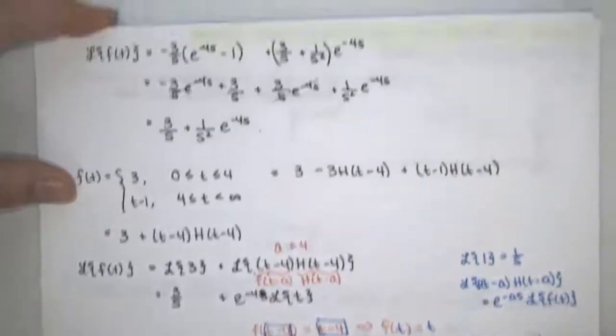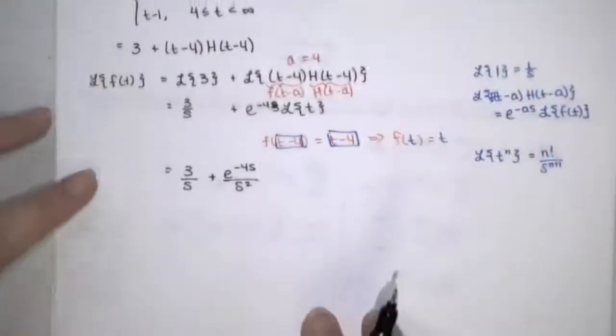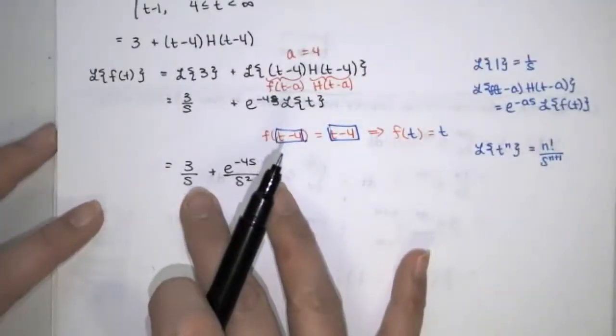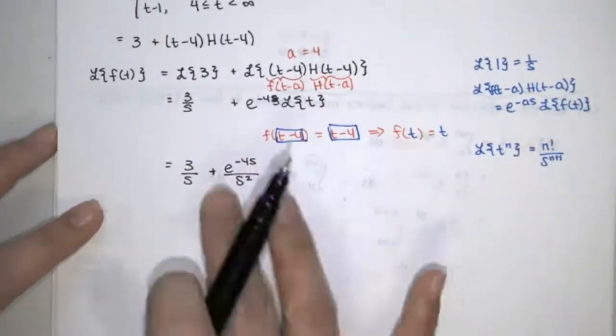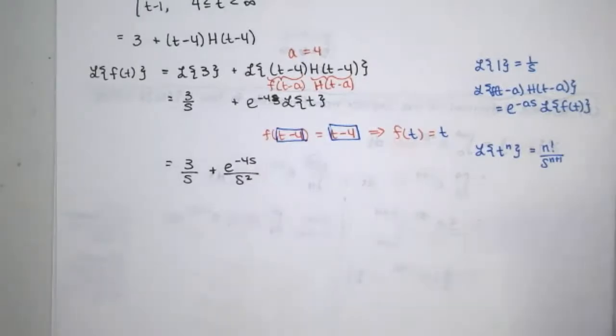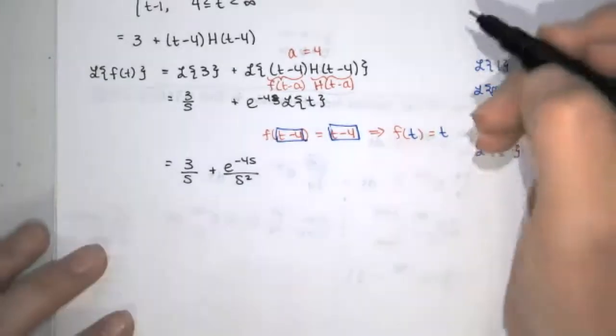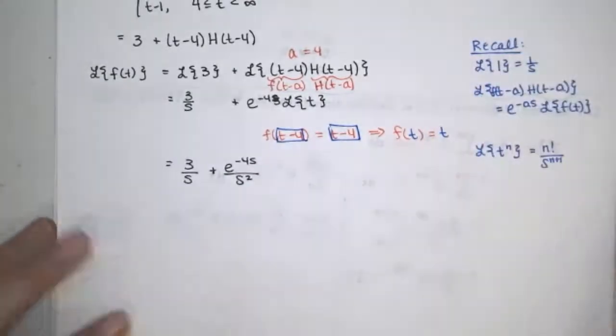So using the definition, we found that the Laplace transform of f of t was equal to this. Using the Heaviside function, we find that the Laplace transform is equal to this, which is the same thing. We could factor out that 1 over s squared if we wanted to. So that's one way that you can check your work for problem number 1.